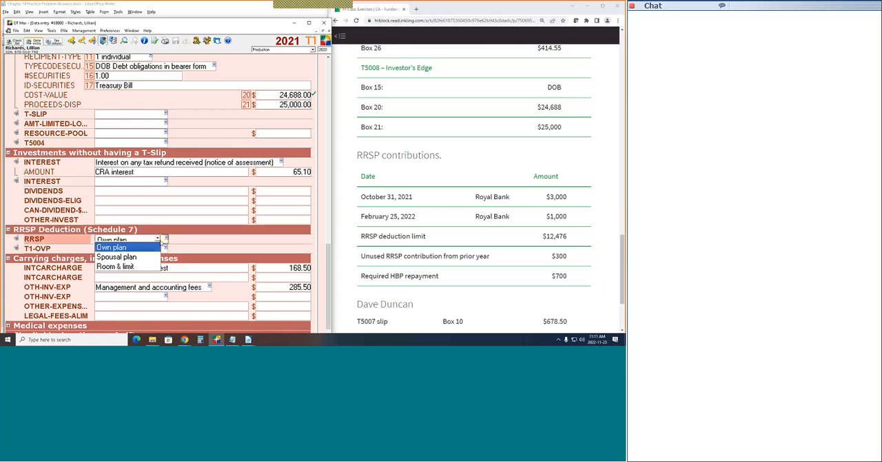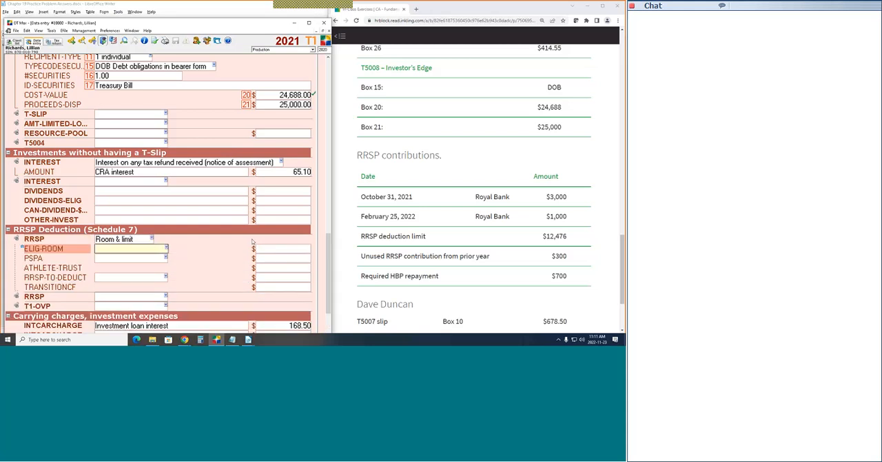But you're going to find in RSPs, you always have three options. I recommend you do room and limit first. Before you do anything else, make sure they have a room and limit. When you select room and limit, it's going to open up and you now have a blue star, because the computer is saying, if we're doing room and limit, I want to know what it is. Eligible room, you only have one option: RSP deduction limit for 2021. In this case, it is 12,476. That's where I start every time.